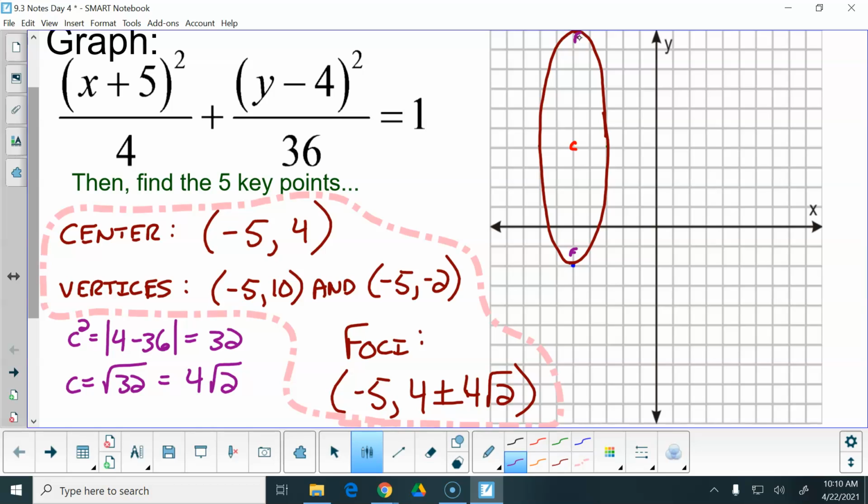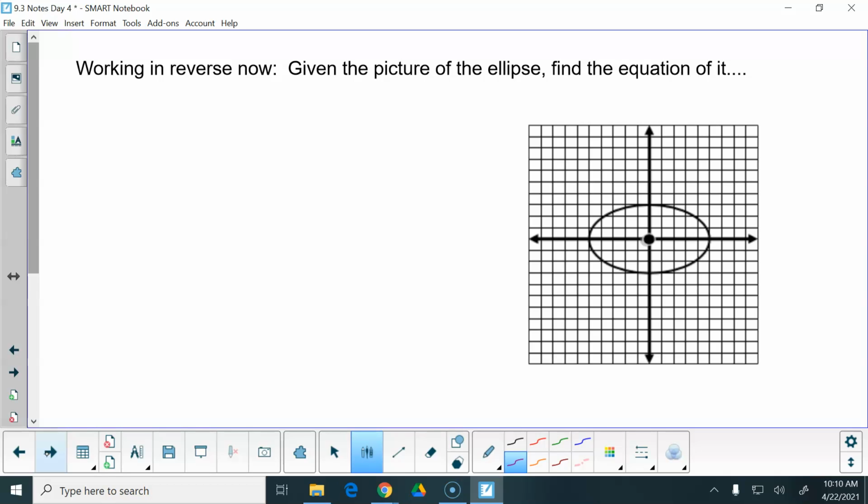Good time. All right. Let's go in reverse now. So now, I'm going to give you the picture of the ellipse. Okay? And we need to find the equation of it.